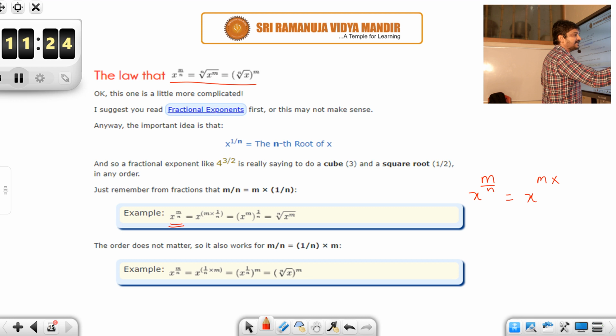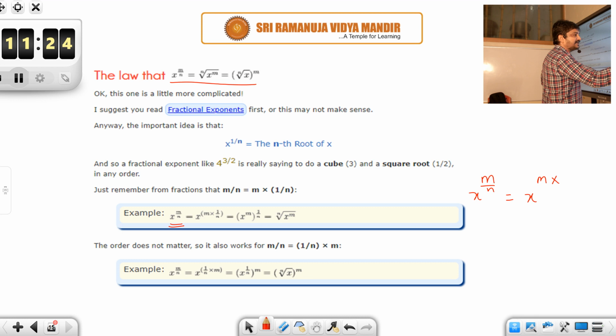For example, a power 1 by 2, we'll call it the square root of a. Similarly, a power 1 by 3, we'll call it the cube root of a. Similarly, power 1 by n means the notation is this one or this one, that is the nth root of a. So this we could rewrite as x power m whole power 1 by n. So this is nothing but the nth root of x power m. Okay, students, nth root of x power m.